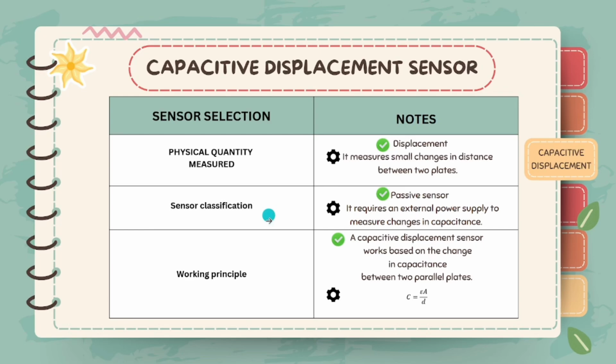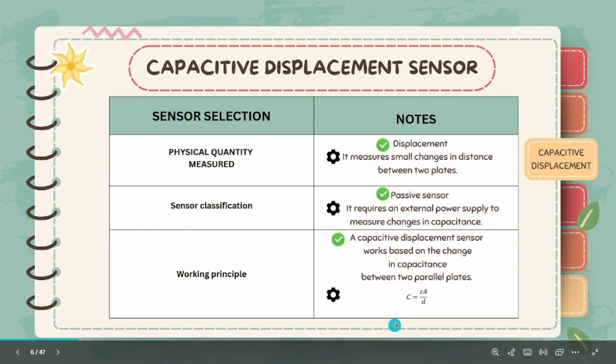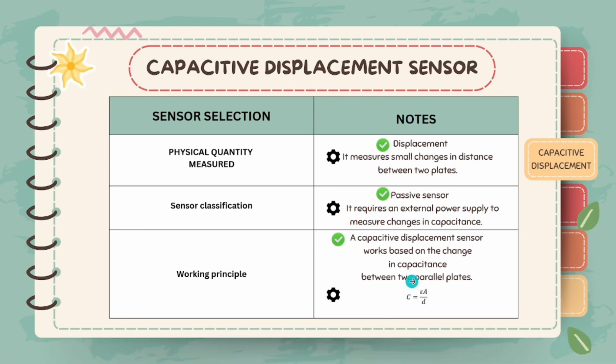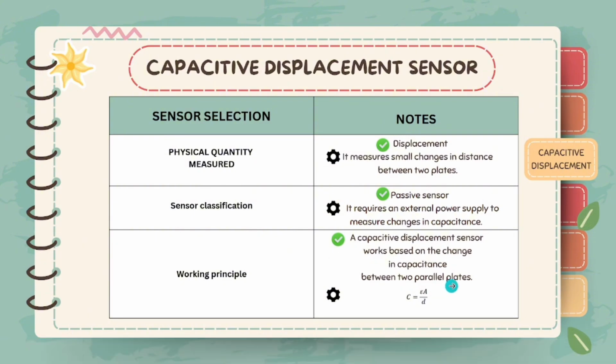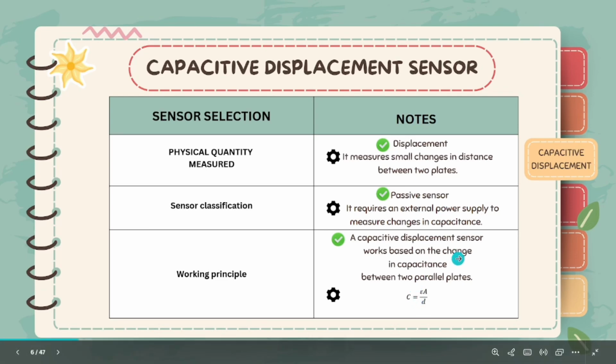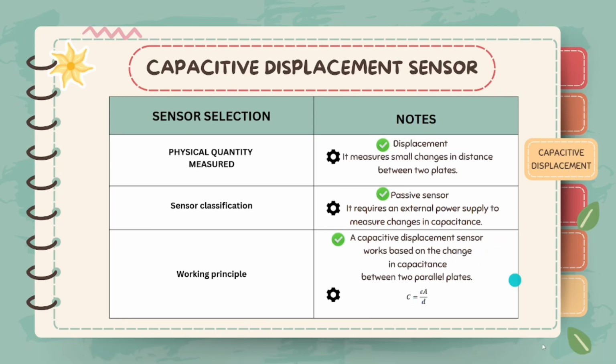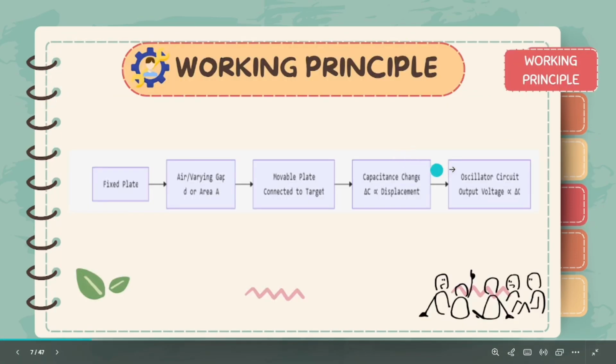So the next part, we're going to explain the working principle. C stands for capacitance, E stands for epsilon, which is the permittivity of the material, how easily it allows electric field lines. A stands for the area of the plates, and D stands for the distance between the plates. C is how much charge the plates can store. Then we're going to explain the working principle in our next slide.